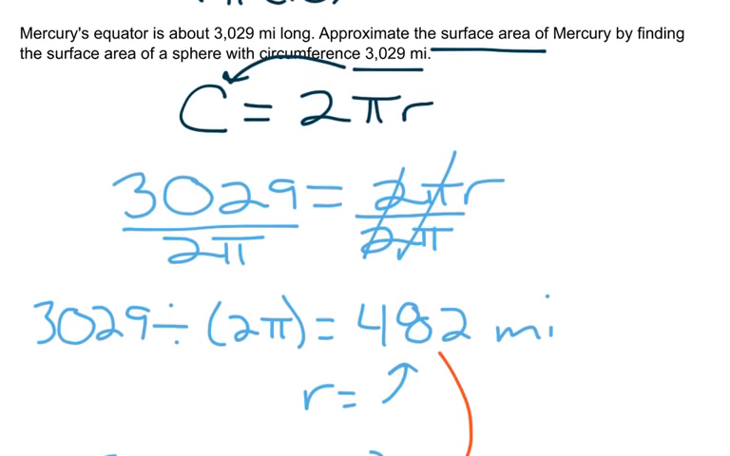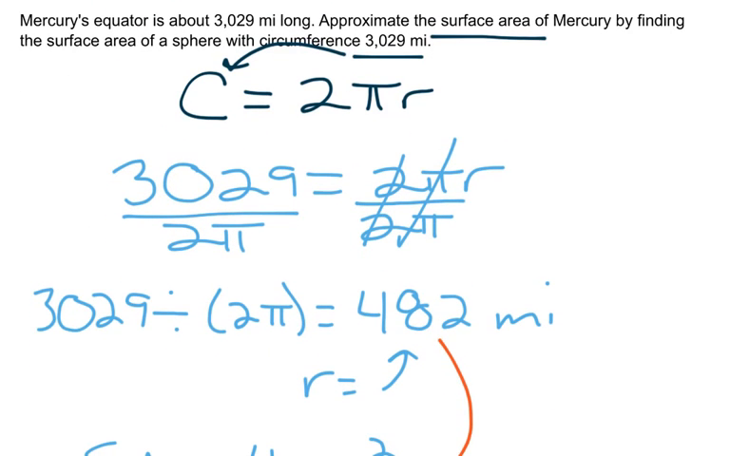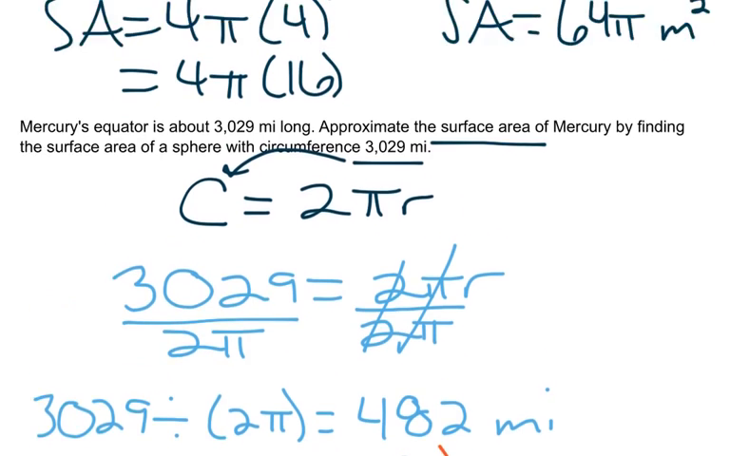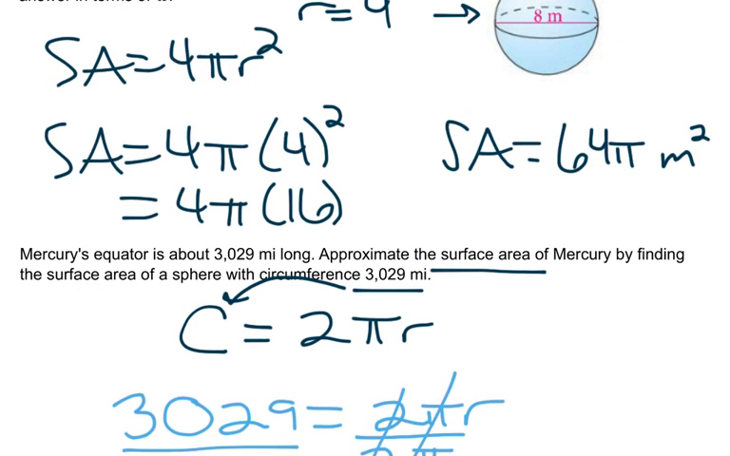So again, that's how we use surface area. All you need to know is the radius. Therefore, once you know the radius, you plug into your formula, and we're good to go. All right.